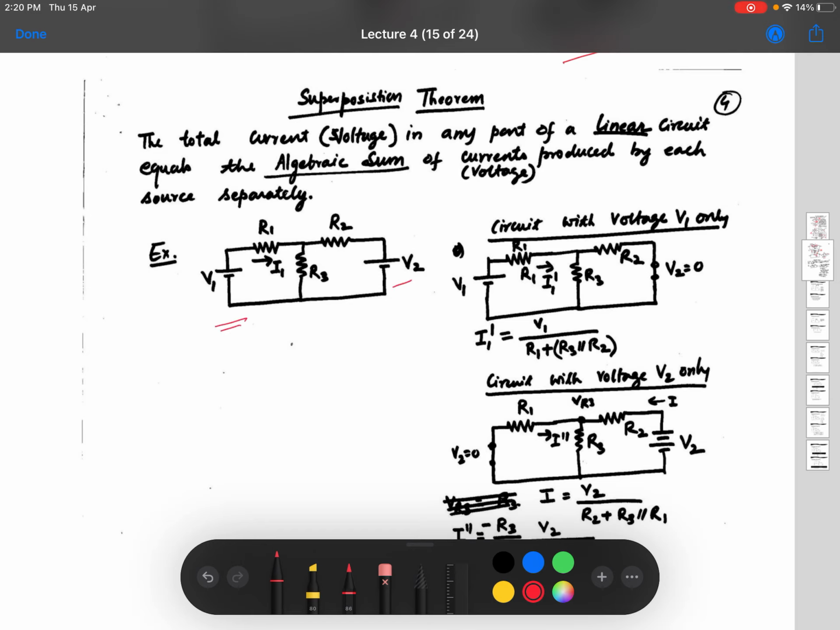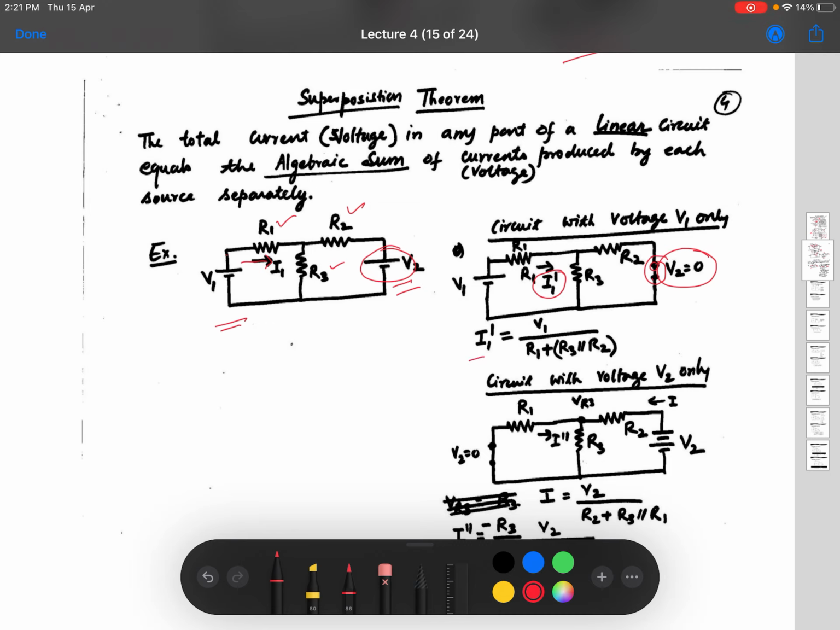If you see this circuit, there are two voltage sources here, V1 and V2, and these are the resistances. This is a simple circuit just to illustrate, and we'll take a slightly complicated one later. So I want to find, say, I1. What I am doing is, in the first circuit I am removing V2. Just see how I have removed V2. I have short circuited this V2 equivalently, and now only one source, V1, is active, and for that source I am calculating I1 dash.